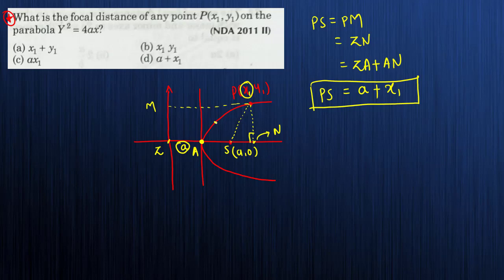Suppose we have some other point here. So this is its focal distance, meaning the distance between that point and the focus is the focal distance. Okay, so please make a note of this. PS, that is the focal distance, is always equal to a plus x1. Okay, so what is your answer? What is the correct answer? The answer is D. D is my correct answer.